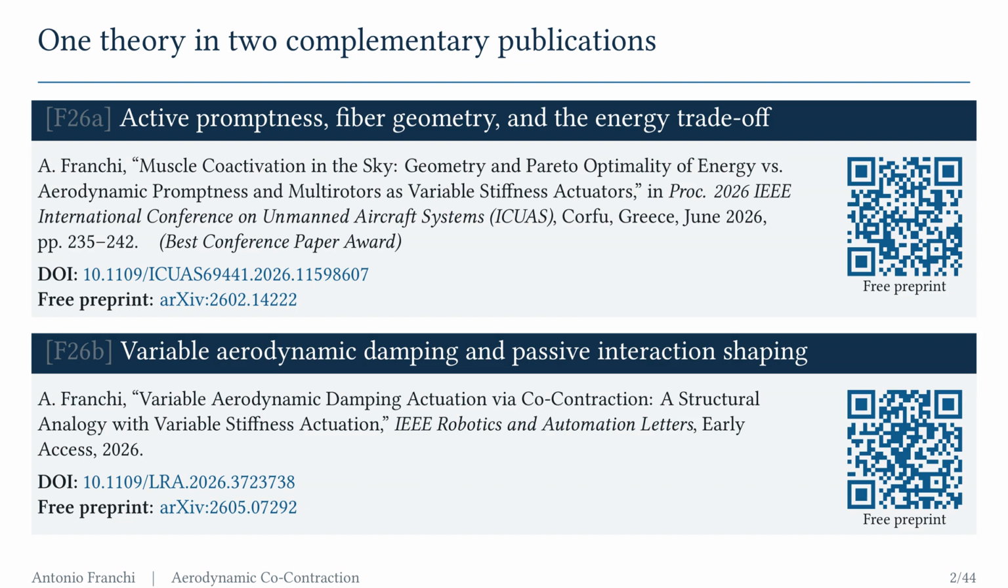The first paper develops task fiber geometry, active promptness, and its trade-off with power consumption. It received the IQAS Best Conference Paper Award. The second paper identifies and studies the variable aerodynamic damping as a passive effect of the same co-contraction mechanism. The DOI links identify the archival publication, and the QR codes open the freely accessible preprints. The presentation combines both papers into one narrative.